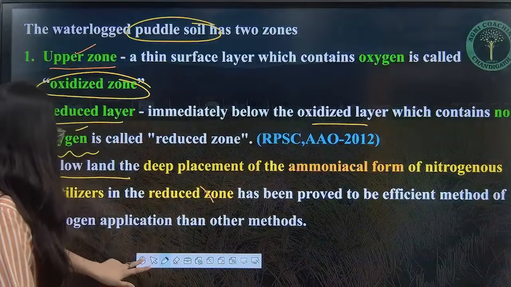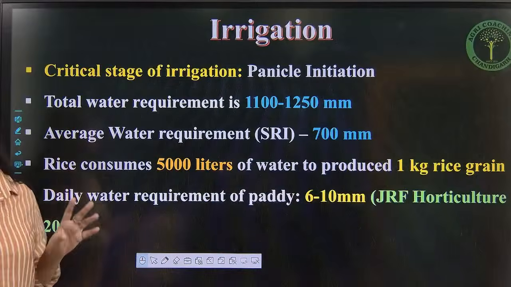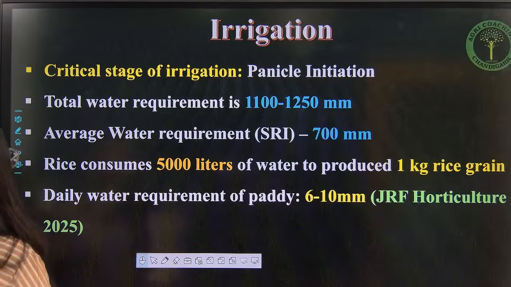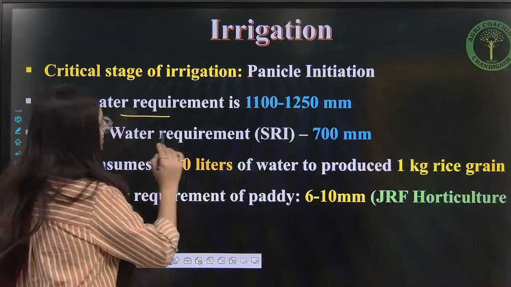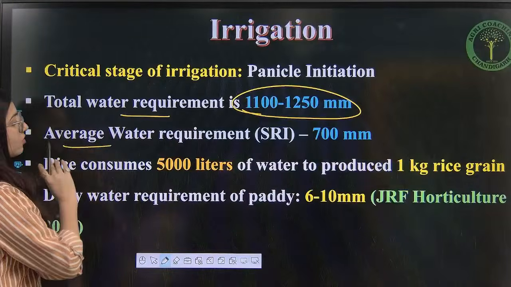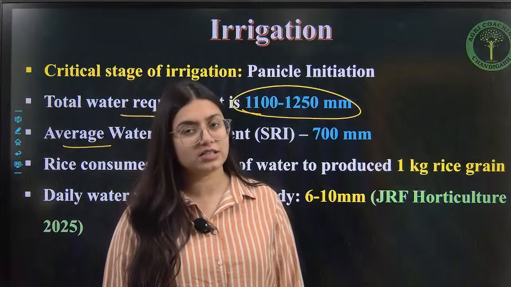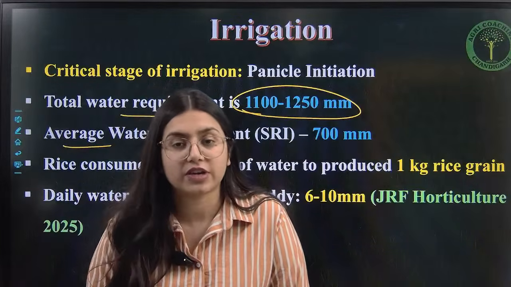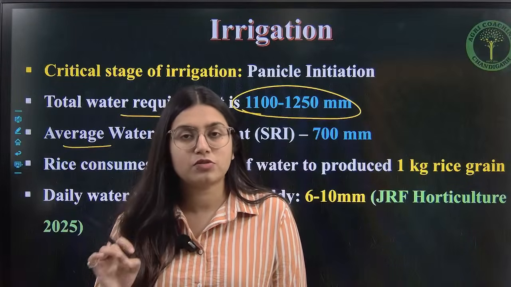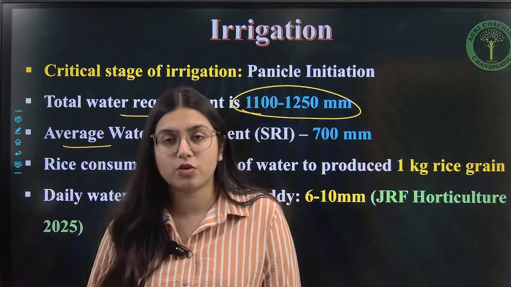Then irrigation. The critical stage of irrigation in paddy is panicle initiation. The total water requirement is around 1100 to 1250 millimeter. Then the average water requirement in case of the SRI method. What is SRI? System of rice intensification. I will be teaching this as well. But for now, remember, by means of the SRI method, what is the amount of water used?